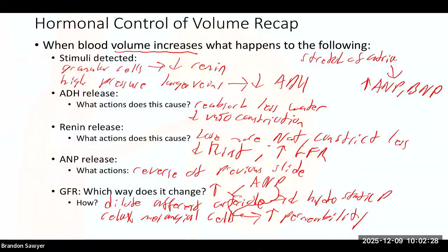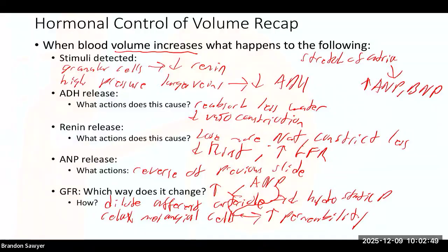Say that one more time. You're asking what I wrote there? Yeah, decrease thirst and increase GFR. I was so surprised that you couldn't read my writing. I didn't know what your question was. I'm just kidding.